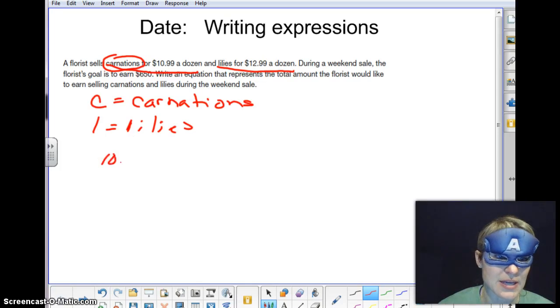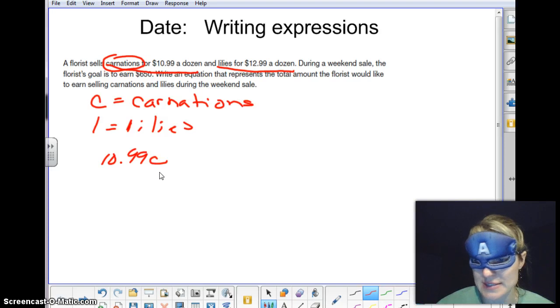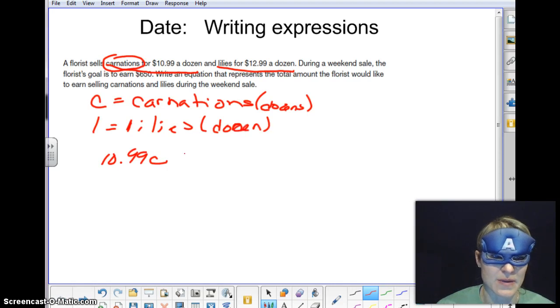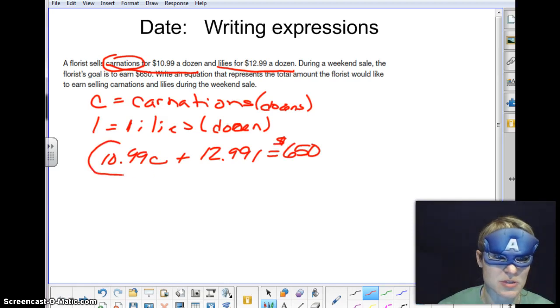I know it's $10.99 times the number of dozens of carnations we're going to order, right? And we actually should probably put dozens in here. It's a certain amount, right? We couldn't order one. We'd have to order 1 dozen. And if I add that to $12.99 for my lilies, she wants to earn a total of $650. Okay? And so that very simply is my written expression right there.